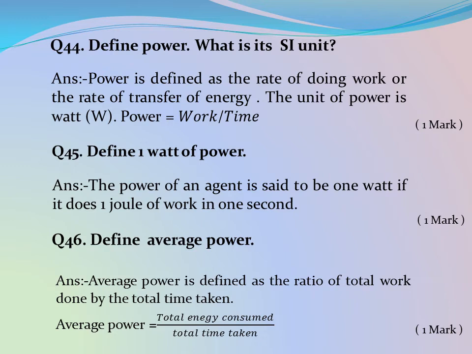Question number 45. Define 1 watt of power. Answer. The power of an agent is said to be 1 watt if it does 1 joule of work in 1 second. Question number 46. Define average power. Average power is defined as the ratio of total work done by the total time taken. Average power equals total energy consumed divided by total time taken.